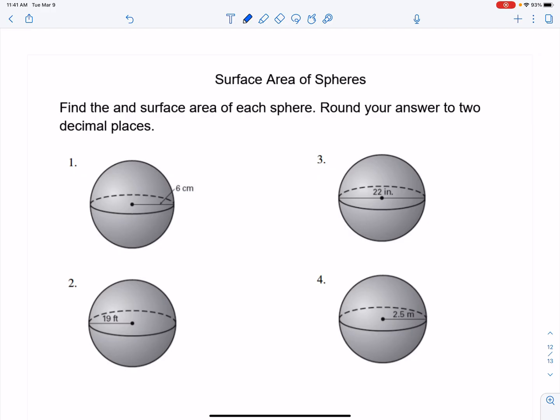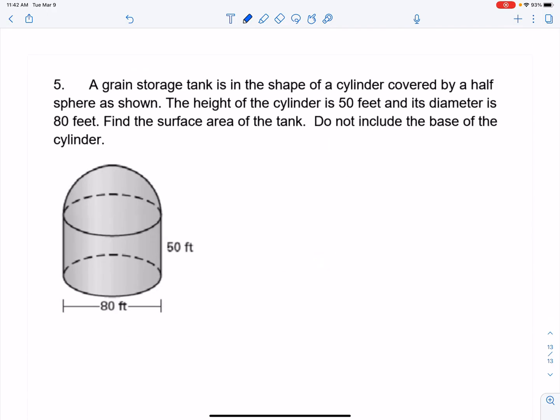So what I would expect is, 1, write the formula, 4 pi r squared, plug in your values, and then come up with an answer with its appropriate label for that particular sphere. Okay, so you'll do 1, 2, 3, 4, and then of course, the same grain storage tank. I want you to find out the surface area of this one. Now notice the instruction says do not include the base of the cylinder. Okay, so we're not including this part down here. Okay, so with that in mind, I'll talk to you later.